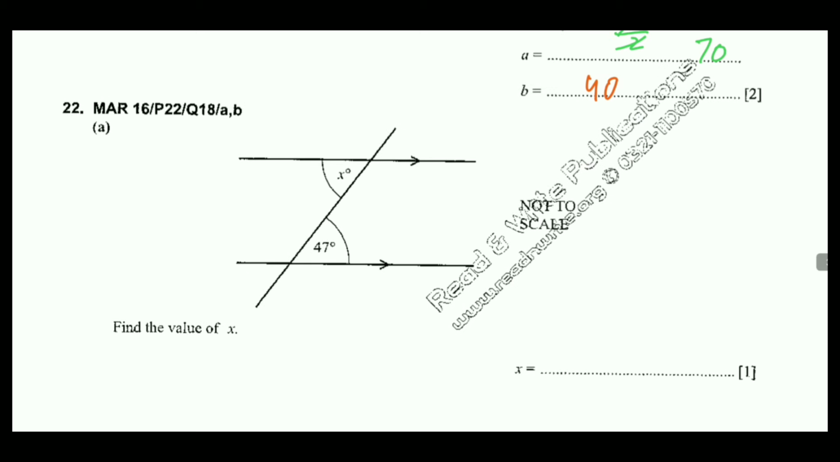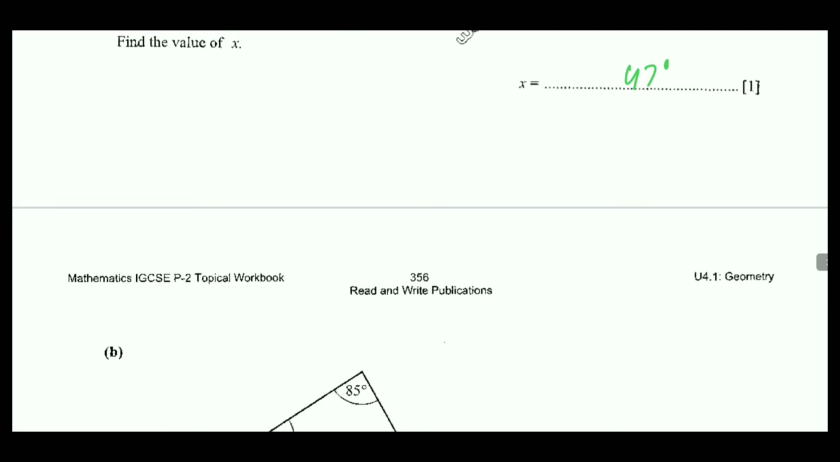Question number 22. This is also very easy. We can see that these two lines are parallel, so we can see this Z. So it means that if this angle is 47, this will also be 47. 47 is the answer.